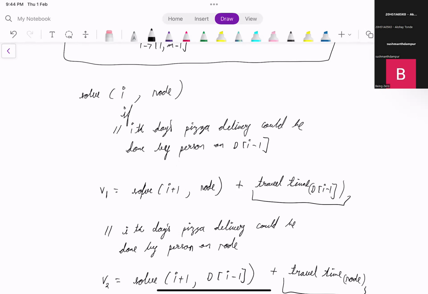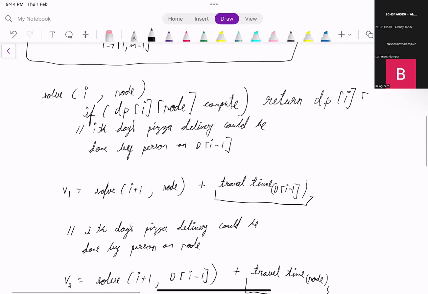In case DP of i of node is already computed, we can maintain some kind of variable to detect that. We can store it as an invalid value, like -1, to check if it's computed or not. If it's computed, then instead of recomputing, just return it. That's how DP usually works.